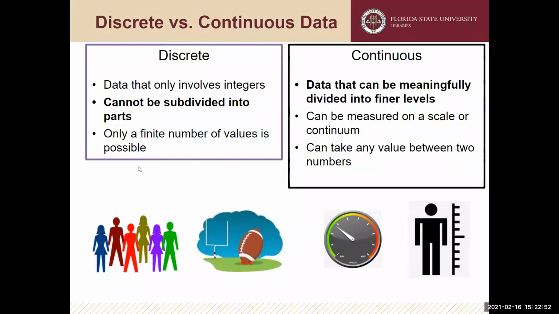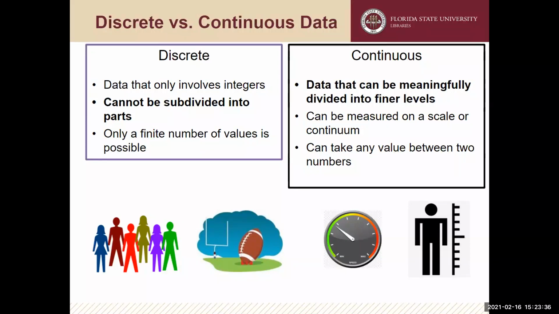So thinking a little about quantitative data and breaking that down a little bit further, we have discrete and continuous data. So discrete data cannot be subdivided into parts. It often involves integers with a finite number of values. So the number of people in a room, for example, would be an example of discrete data. We can't have half of a person, right, or a quarter of a person, or the number of touchdowns that would be scored in an American football game. That would be an example of discrete data.